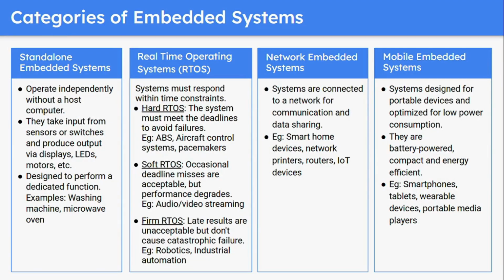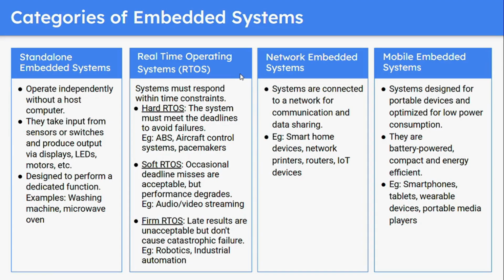There are different types of embedded systems: standalone embedded systems, real-time operating systems, network embedded systems, and mobile embedded systems. Standalone embedded systems operate independently without a host computer. They do not need any control from an external host computer, and they simply process the input they receive from sensors or switches and produce the output via displays, LEDs, or motors, etc. Examples are washing machine and microwave oven.